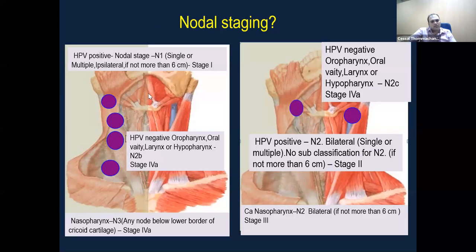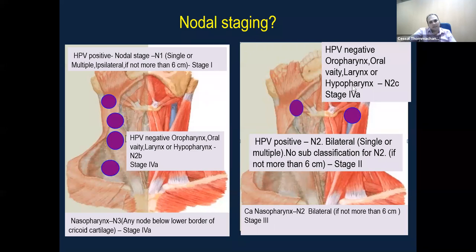And when you have symptoms suggestive of any primary, you evaluate with endoscopy and take a biopsy from the primary site. Then nodal staging: if it is an HPV negative carcinoma of the oral cavity, larynx or hypopharynx, and you have multiple nodes on one side, none of them more than 6 centimeters, it is N2 and stage 4. In p16 positive, if none of them is more than 6 centimeters, it is only stage 1. We have multiple nodes; sometimes this is 3 into 4, this is 4 into 3, this is 5 into 4, it's 2 into 1. It is even involving the supraclavicular fossa, the level 4 region. It is stage 1. But in nasopharynx, if we have nodes below the caudal edge of the cricoid cartilage, it becomes N3 disease. Irrespective of the size, it becomes stage 4.